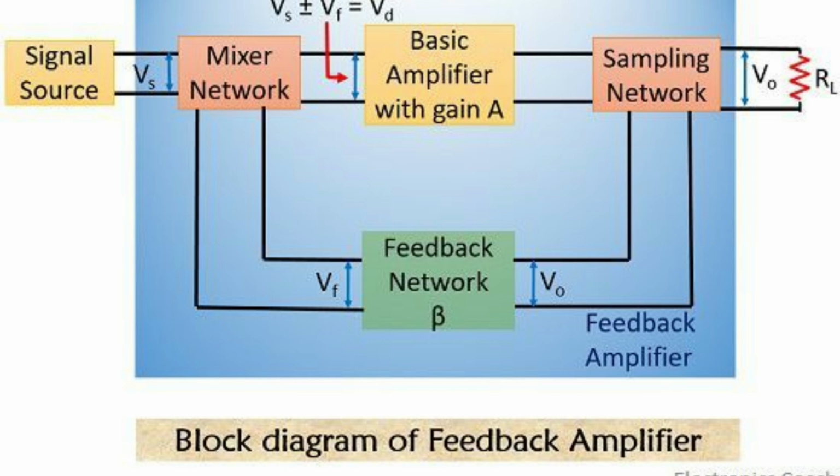Let us now look at the block diagram of feedback amplifier. First, the source signal is sent into the basic amplifier through a mixer network. Then, the output of the amplifier is sent into the sampling network, which in turn is sampled and returned to the feedback network. And the output of the feedback network is then sent to the mixer network, that is the input side. In this block diagram, we see that the feedback network connects the output and input of the amplifier.